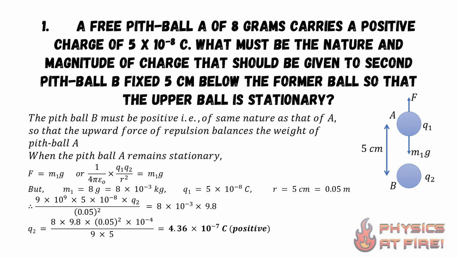Therefore, 9 into 10 raised to power 9, into 5 into 10 raised to power minus 8, into Q2, by 0.05 square will be equal to 8 into 10 raised to power minus 3 into 9.8. So, Q2 is equal to 8 into 9.8 into 0.05 square into 10 raised to power minus 4 by 9 into 5, which is equal to 4.36 into 10 raised to power minus 7 coulombs.